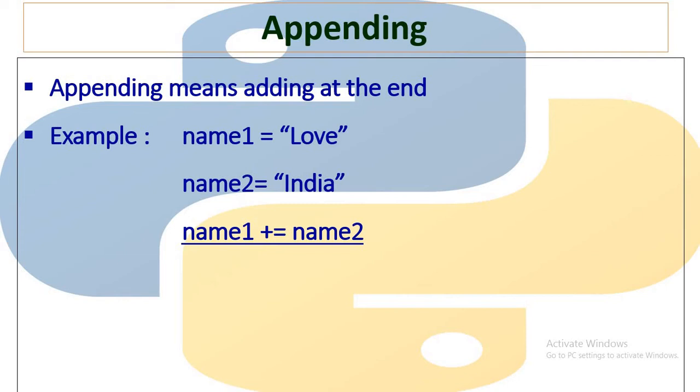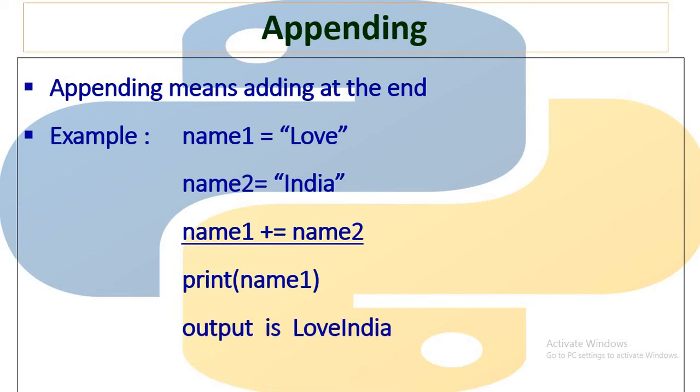In the last example we joined two strings together in a third variable. Here in appending we are actually modifying our first string. So name1 is love and name2 is India. Once we do this appending, name1 does not remain love. Name1 actually changes to love India. So this is the difference that you can think about between appending and concatenation. The output is again love India.